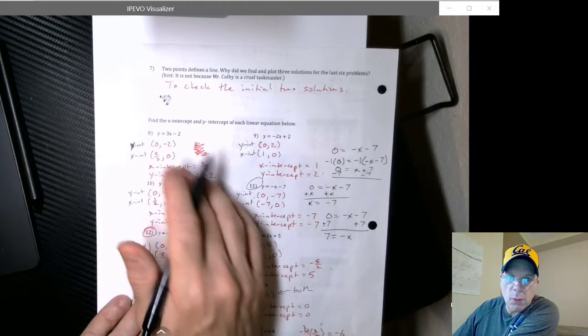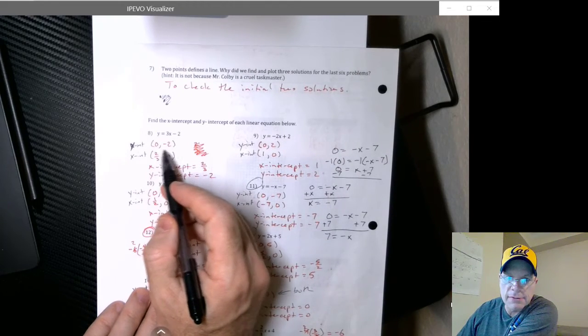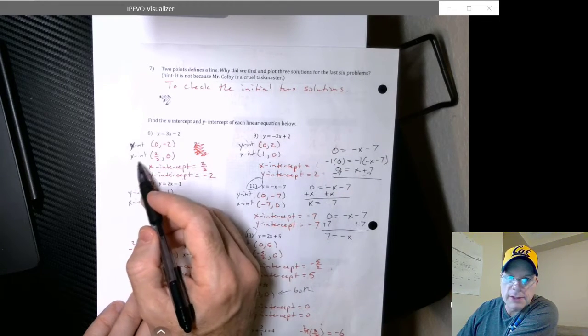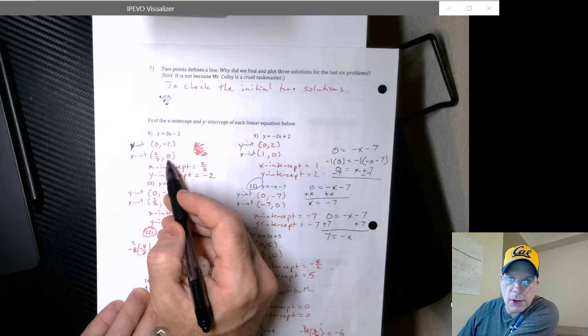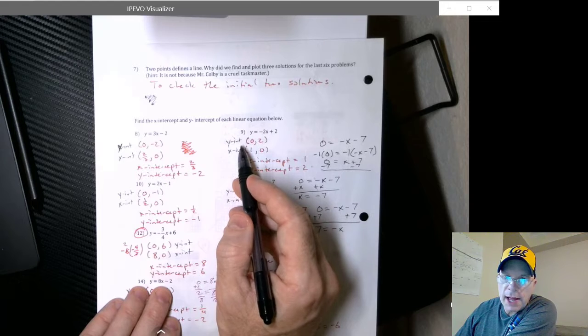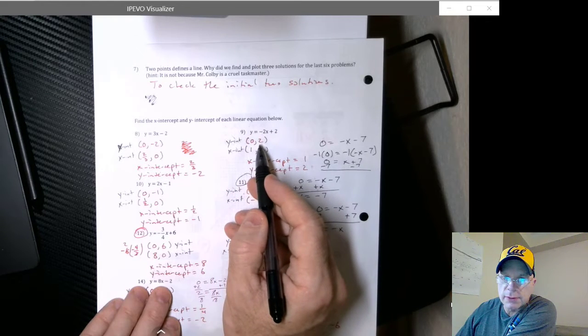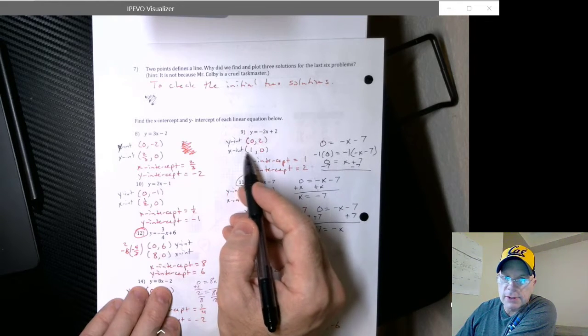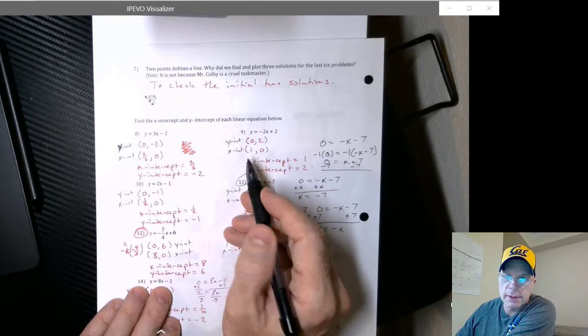Number 8, the y-intercept is (0, -2). The x-intercept is (2/3, 0). Number 9, the y-intercept is (0, 2). The x-intercept is (1, 0).